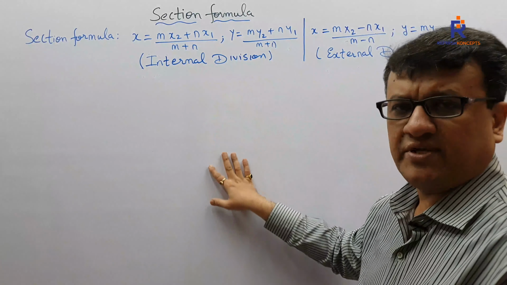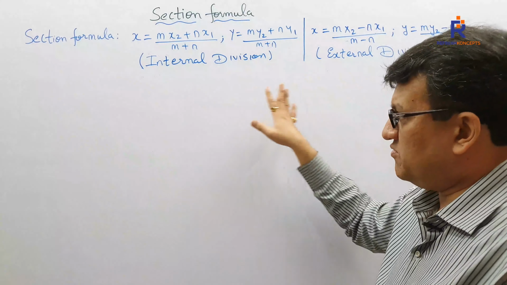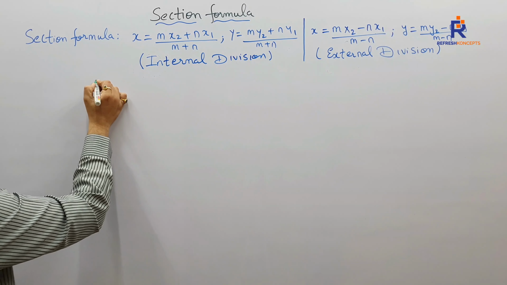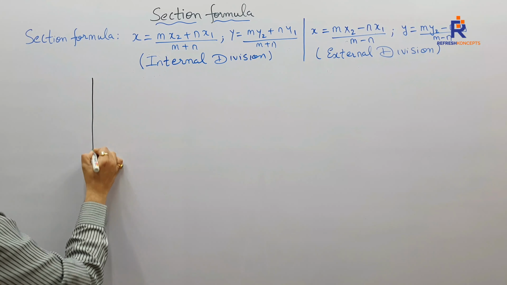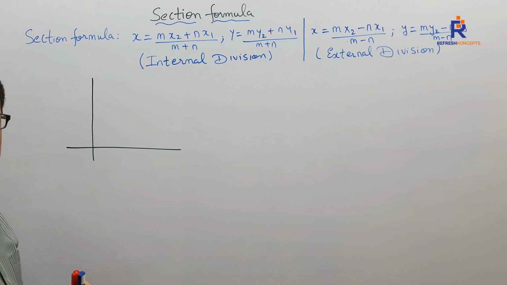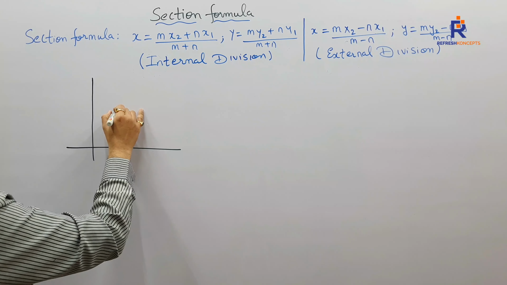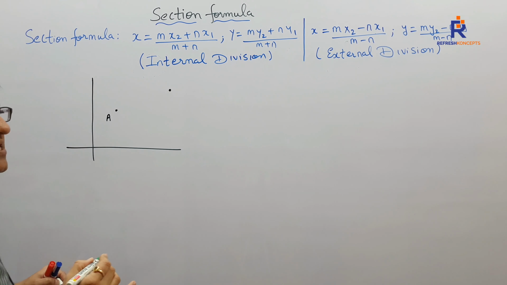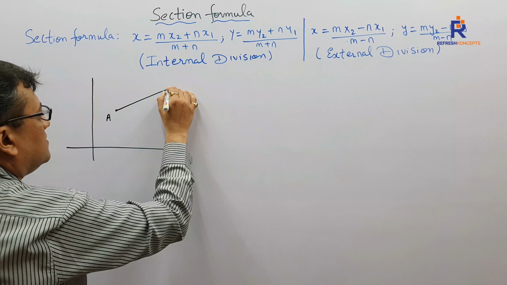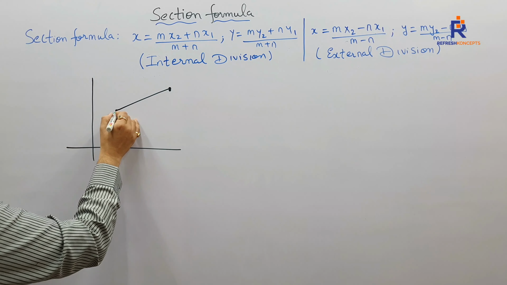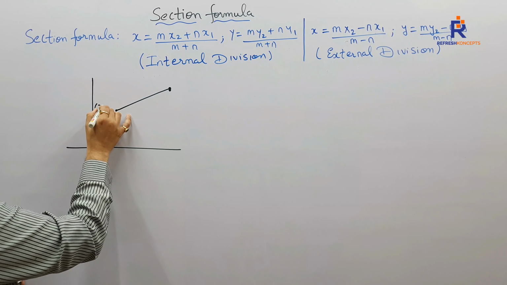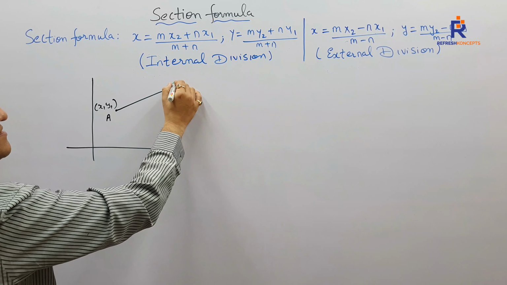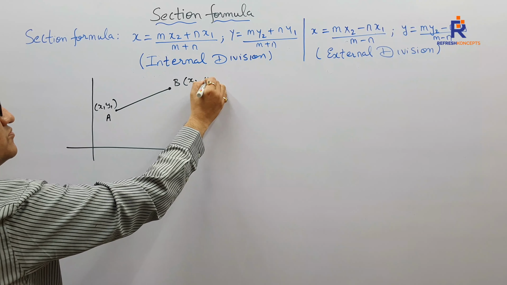I shall make you understand only for this one. We are not going to derive the other one. We are going to derive this one. So say children, this is my coordinate system. Say point A is here, say point B is here. Will this point A have some coordinates? So I shall say x1, y1. Will this point B have some coordinates? So say x2, y2. Any problem?